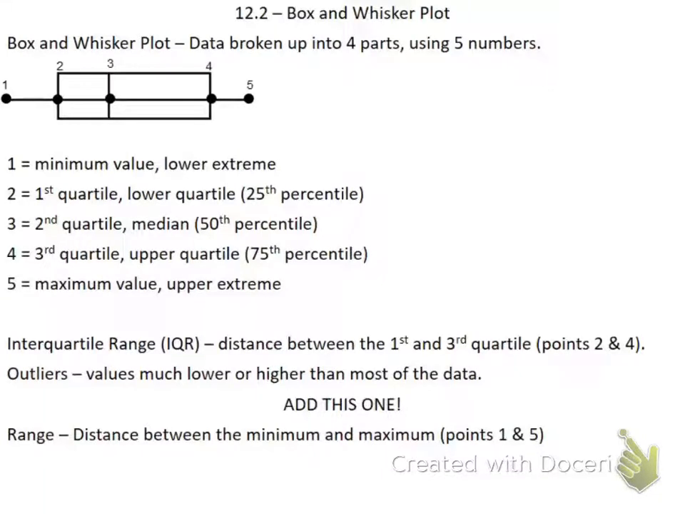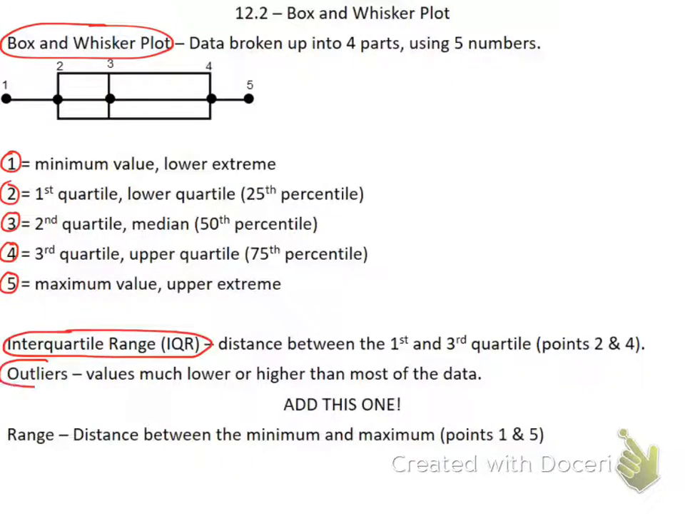Okay, so today we're going to be doing box and whisker plots. So again, the key terms that we need to make sure that we know for our vocab quiz. Box and whisker plot, you circle all the 1, 2, 3, 4, and 5. Each of those and what they are. Your interquartile range and outliers.